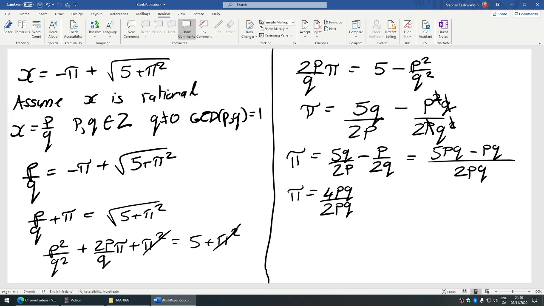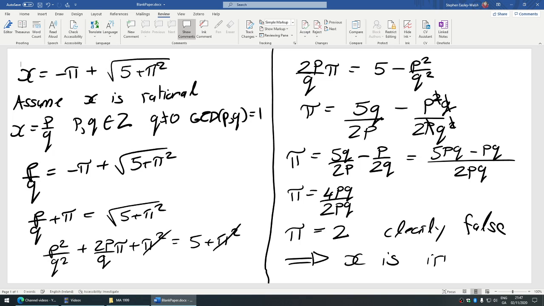Interesting. Therefore, pi will equal 2, which is clearly false, which then implies that our assumption was wrong, that means x is irrational. Wasn't quite expecting it to take that turn.